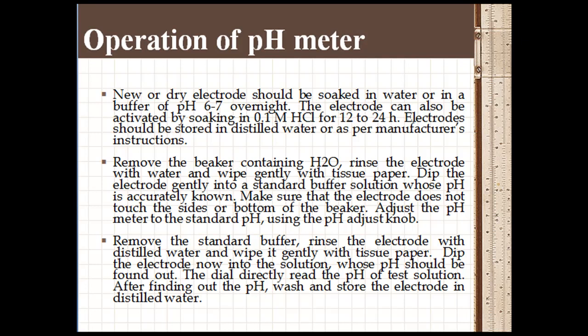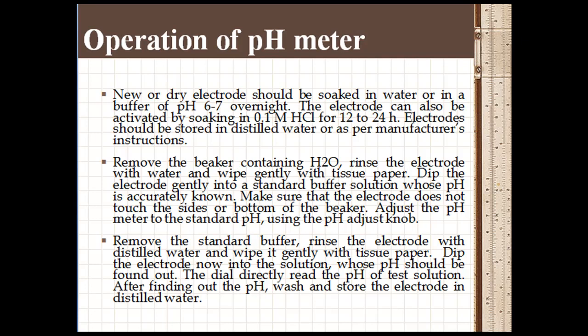Remove the beaker containing water, rinse the electrode with water and wipe gently with tissue paper. Dip the electrode gently into a standard buffer solution whose pH is accurately known. Make sure that the electrode does not touch the sides or bottom of the beaker. Adjust the pH meter to the standard pH using the pH adjustment knob.